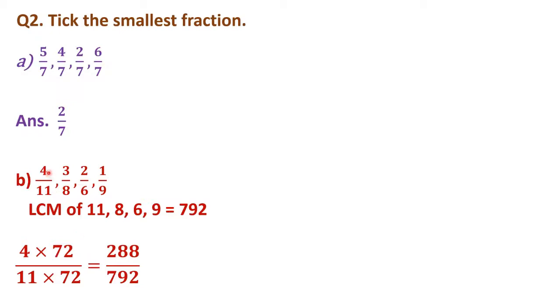So one by one we will be making equivalent fractions of all these with the denominator 792. So first one is 4 by 11. So 4 by 11, when multiplied by 72, we get 792. And similarly we will multiply 4 into 72, that we get 288. So numerator is 288 and denominator is 792.